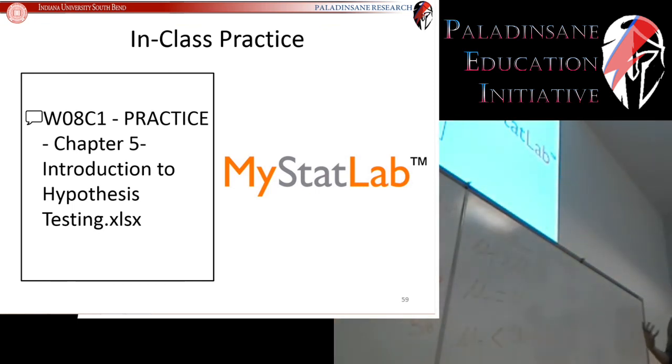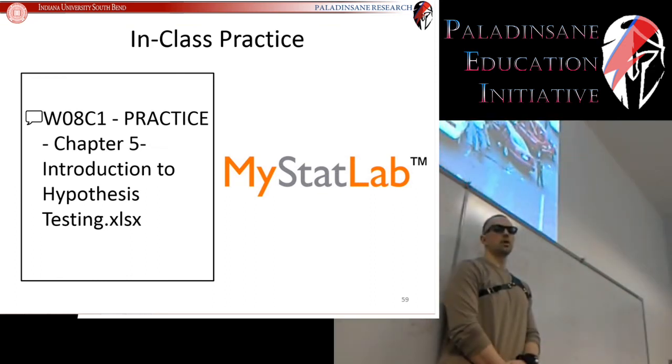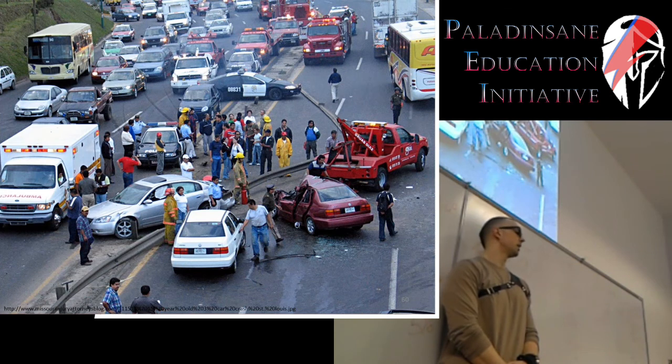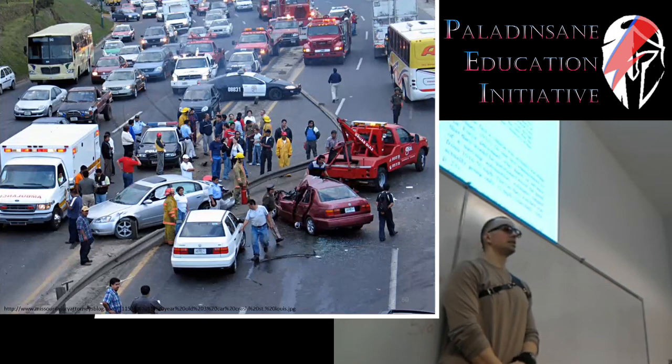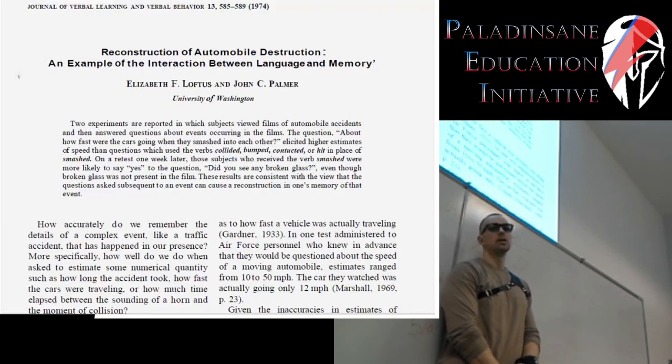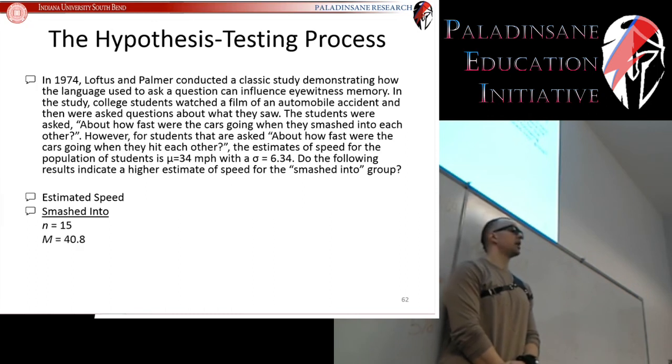So for this, there are 2 questions that we have for this practice session. One of them has to do with eyewitness accounts of car crashes. This was a very influential study done by Loftus and Palmer that basically changed the way that psychologists think about memory. So there's the setup for this. You have all the information that you need. You have your sample means. You have your one-tailed test with an alpha of 0.05. You have your population distribution. Importantly, you have your comparison distribution.